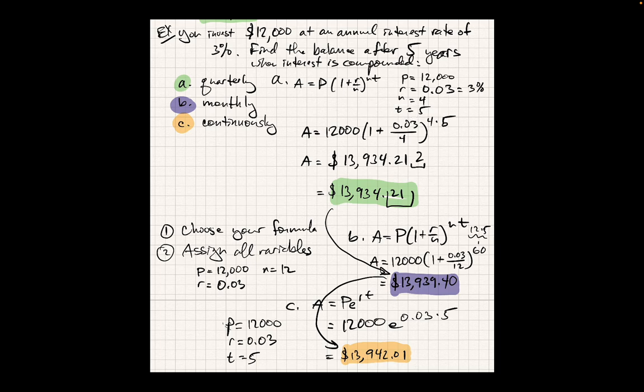Awesome. So what's changing from A to B to C? Just the amount of time? No, n changes from A to B. What changes from B to C? There is no n. So what changes? The formula itself changes.